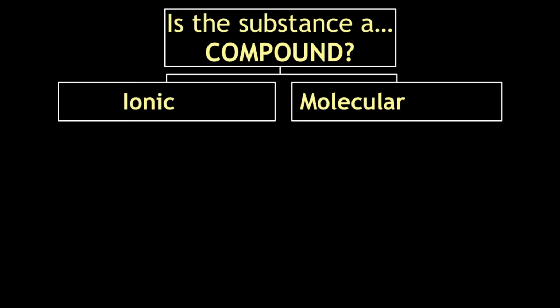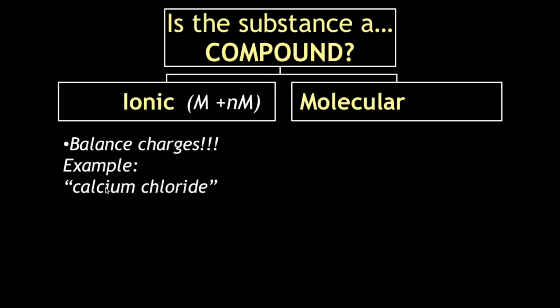If the substance is a compound, you just have to determine if it's ionic or molecular. If it is a metal with a nonmetal, it's going to be ionic. We should know this by now. I think we've done it for 3 units in a row. We're going to balance the charges like we did in the last unit and come up with its formula. So calcium has a +2 charge, chloride has a -1.